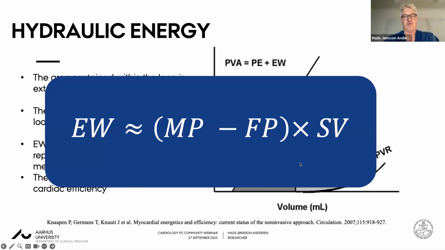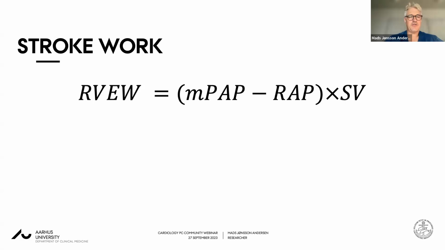And we can actually measure the external work, which is in the pressure volume loop, in a simplified formula where we have the difference between mean pressure and filling pressure times stroke volume. So we have a measure of power per beat. And we can actually use that for the different ventricles, where we can calculate the right ventricular external work as the difference between mean pulmonary arterial pressure and right atrial pressure times stroke volume.